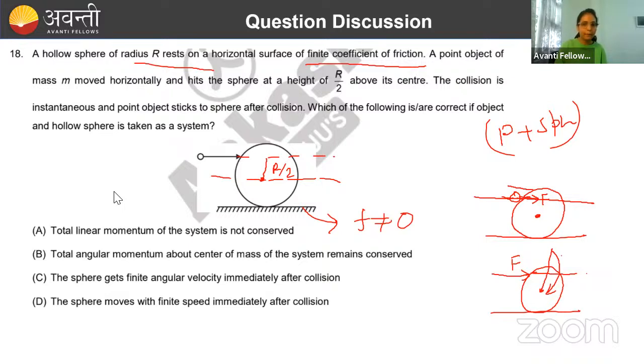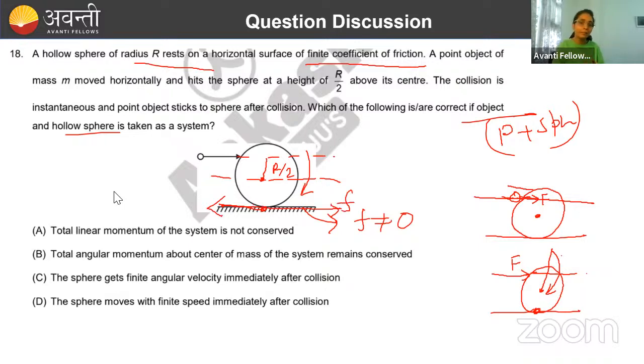If it is trying to rotate, what will happen? On the surface there is friction, and this torque is trying to rotate in this sense. So at this point, friction will try to oppose its motion and friction will act. It is given in the question that the system is the hollow sphere and the point object. That is given in your question. Okay? So what will act here? Friction is not 0. So this sphere is trying to move in this direction, so friction will act in this direction.